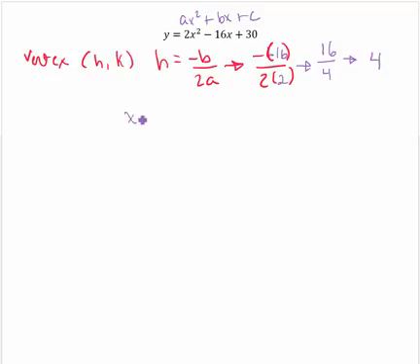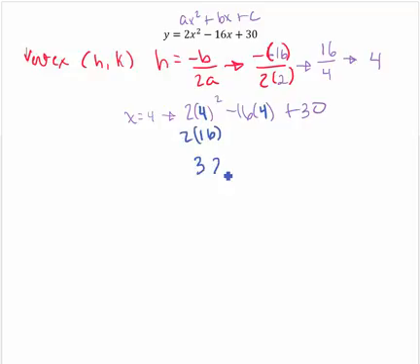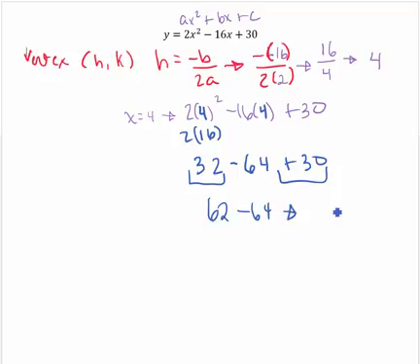So now we're going to plug in x equals 4 into 2x squared minus 16x plus 30. So we said that x was going to be 4, so let's replace it with 4. 4 squared is 16, times 2 is 32. Negative 16 times 4 is negative 64, and then we bring down the 30. Let's combine 32 and 30 to get 62, minus 64. 62 minus 64 is negative 2. So there's our vertex.